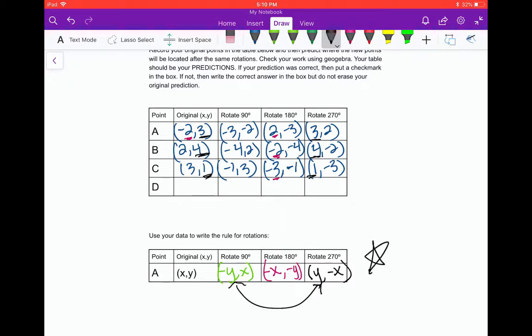You need to make sure that you have this table filled in correctly, otherwise you will not be able to do your practice problems correctly. This rule will be true for any rotation of 90, 180, or 270 counterclockwise when your center of rotation is the origin. That's the only time this applies, when your center of rotation is the origin, which is all we're worried about for this purpose.